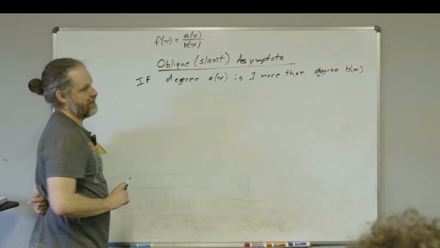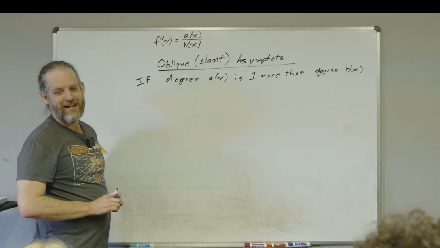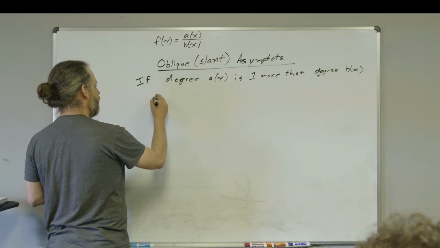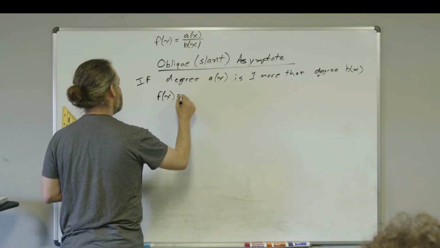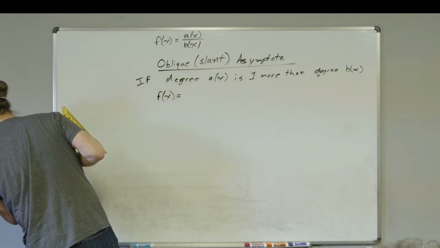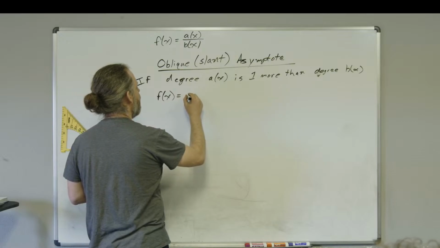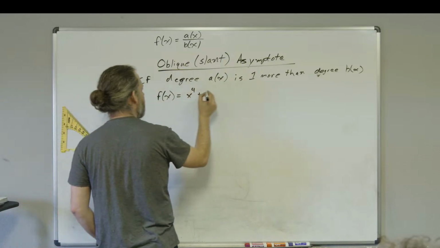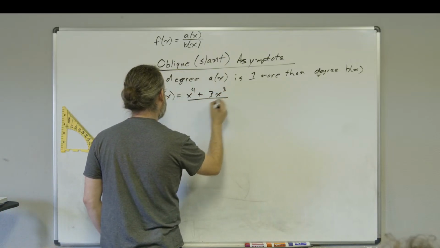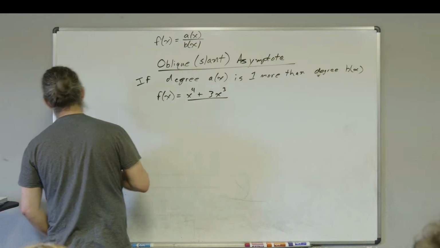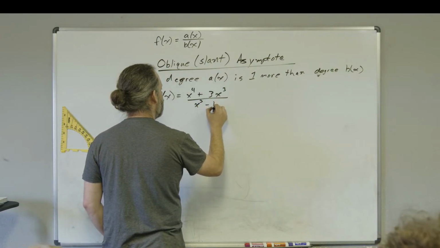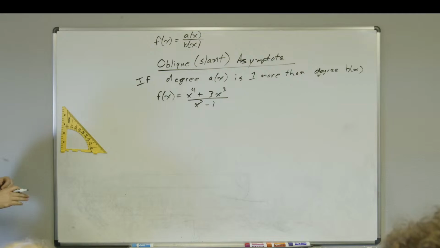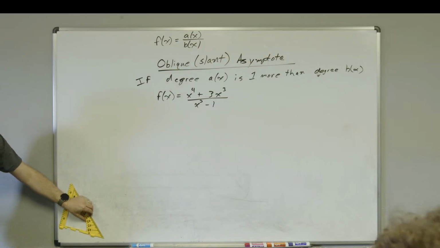So it is right there, and it's also slanted. Wow, connections. Okay, so something like f of x equals x to the 4th plus 3x cubed over x cubed minus 1. This one we are going to work as a full example.